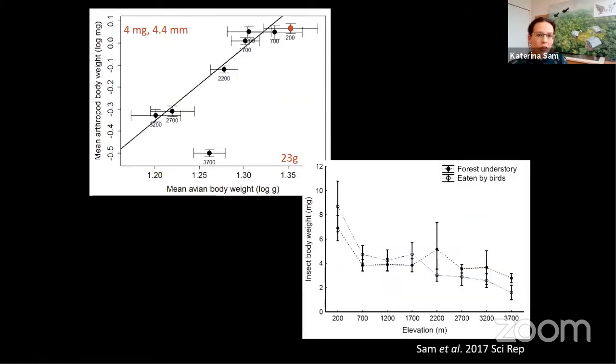And this is of course very simple because, for example, at our lowest elevational study site, the birds had a mean average body size of 23 grams, and they were eating insects which were roughly 4 millimeters tall. And this is exactly the insect which was missing from the control branches where the predators had access.